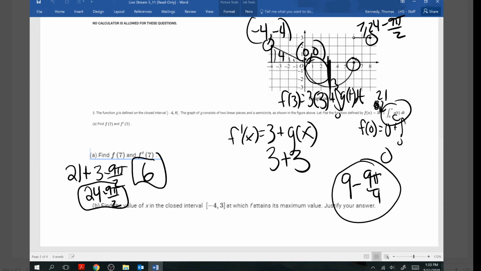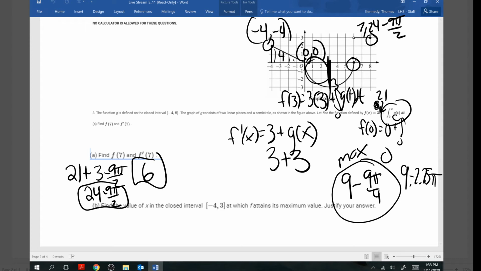So 9 minus 2.25 pi, which is 9 over 4 pi, is actually a positive value, because pi is like 3.14 or something. If you multiply 3 by 2.25, you get 6.75. So definitely the 0.14 isn't going to push us over. And that makes this absolutely the max.